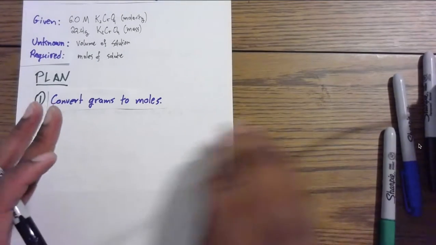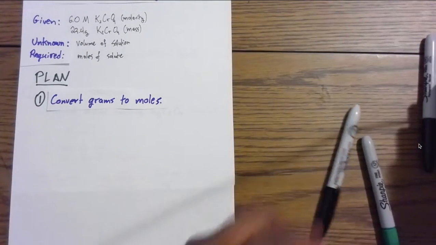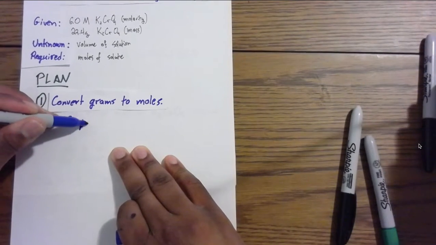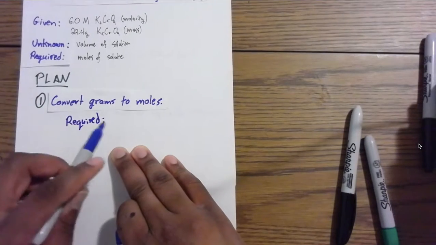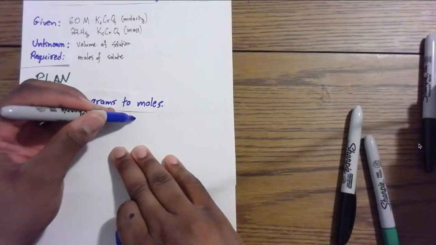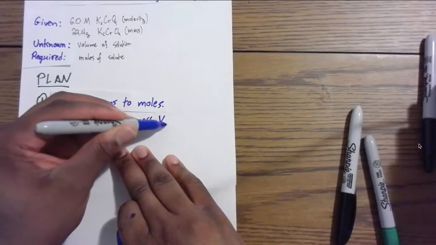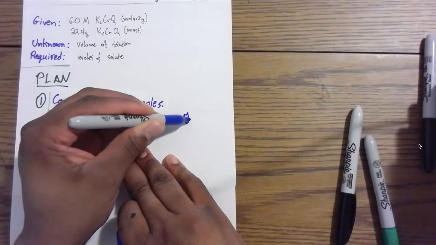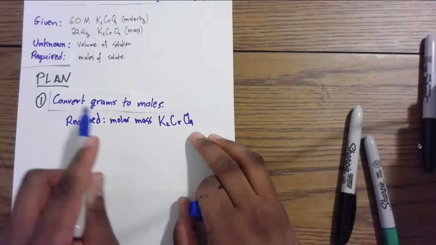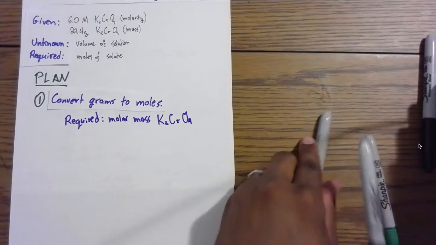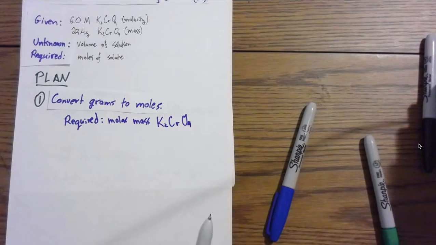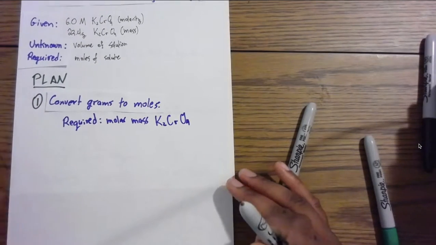In order to do that, we are actually going to need some information. Here's the required information in order to get that: the molar mass of potassium chromate. So the molar mass of K2CrO4, we need that in order to even do this step. So how do we find the molar mass? Well, we find the molar mass of each of the elements in the compound, and then we add them all up. And we do that by going to our periodic table.